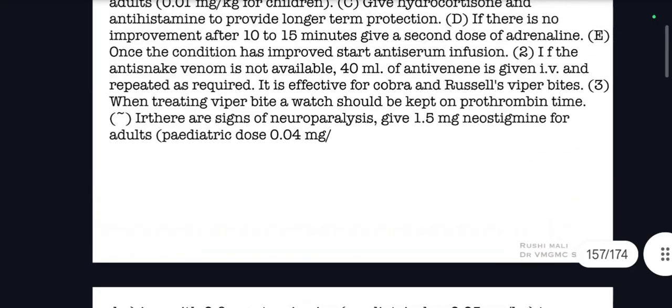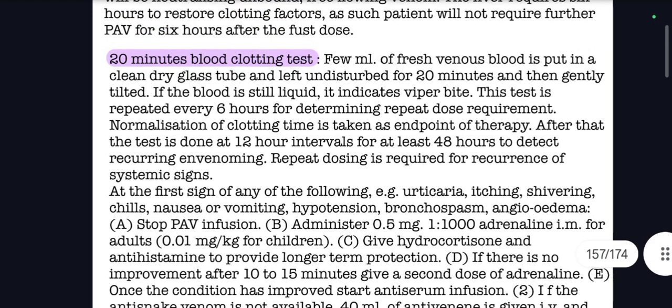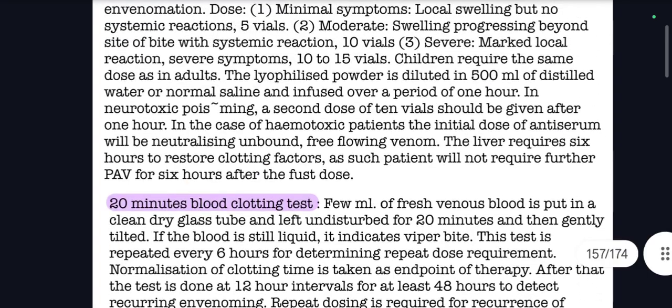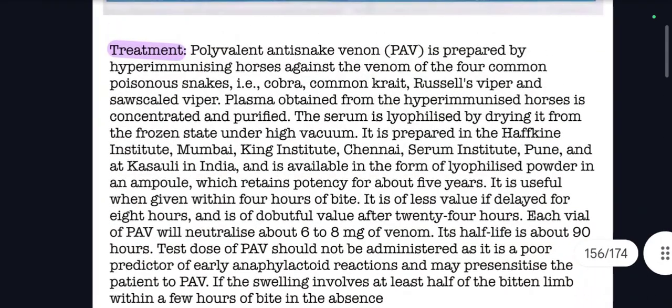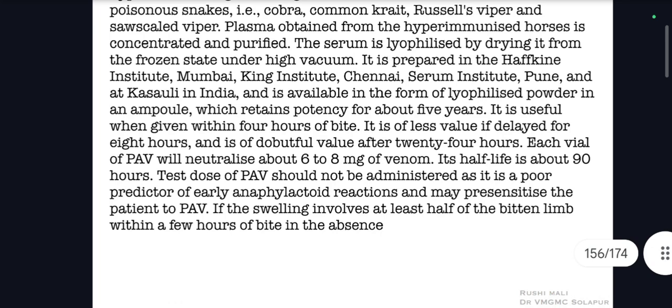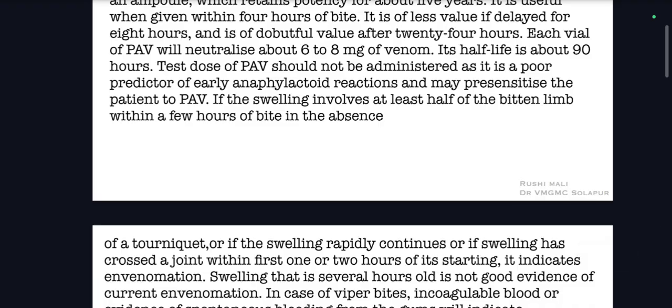And for pediatric doses, 0.04 mg per kg. So in short, no need to write this much answer. In short, in treatment, what you are going to write? Polyvalent anti-snake venom, PAV. Okay, it is given in India. Then it neutralizes 6 to 8 mg of venom. Half-life is about 90 hours and the test dose should not be administered.